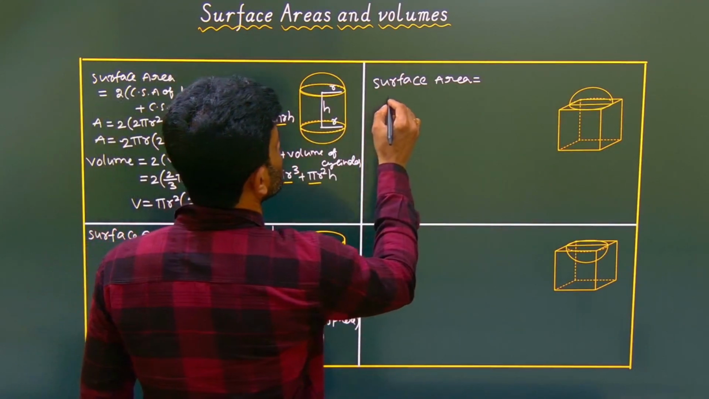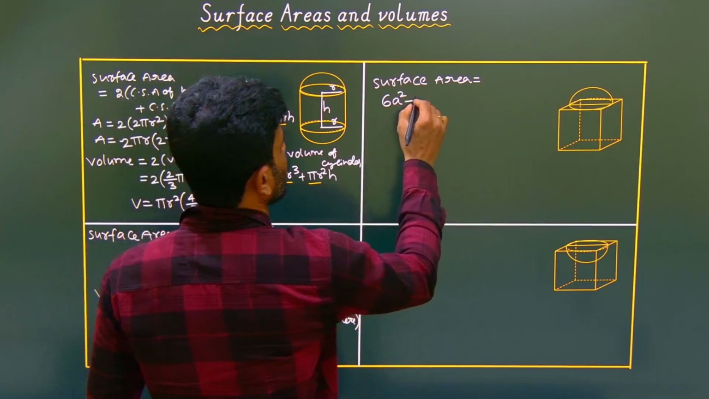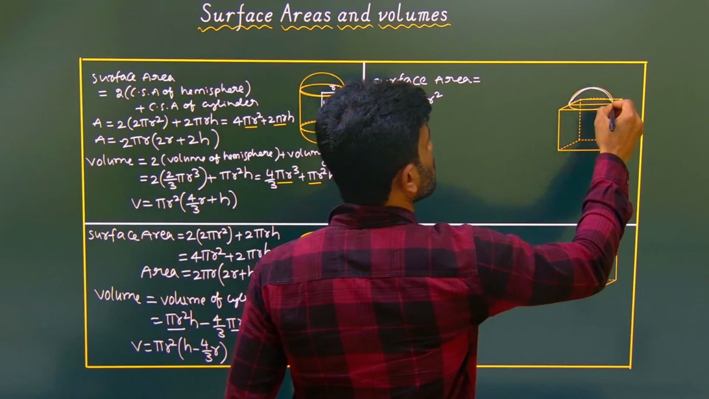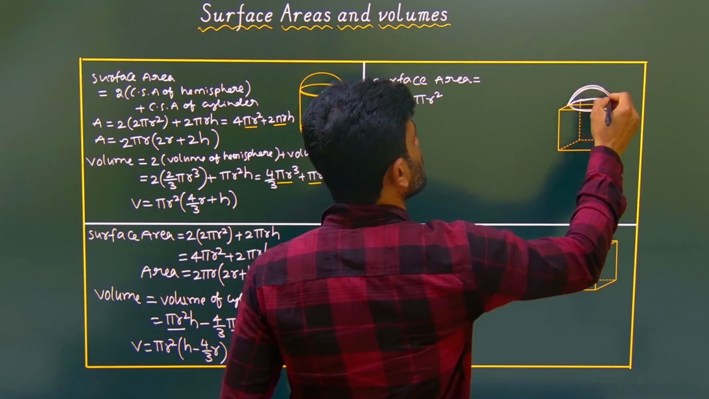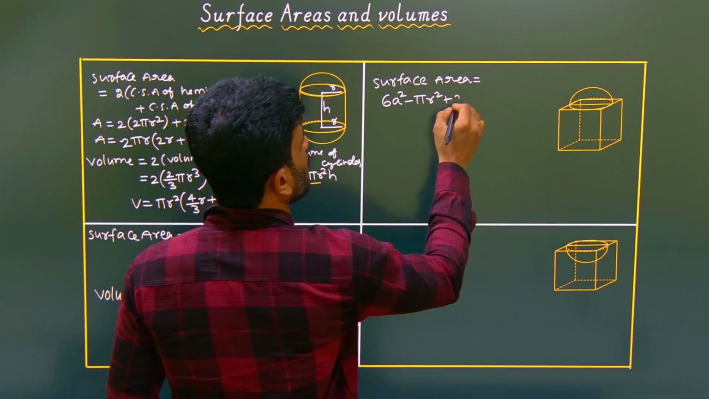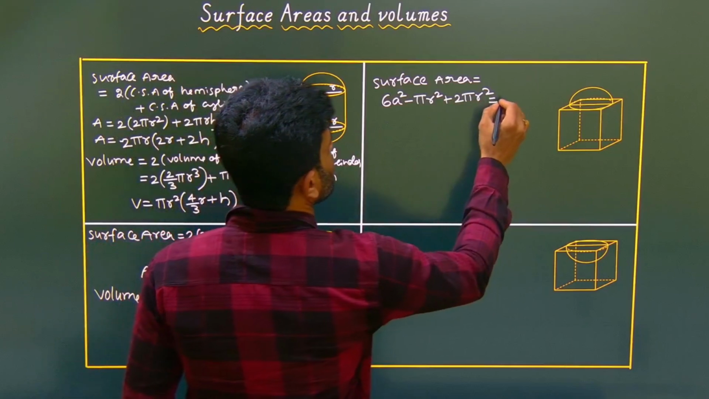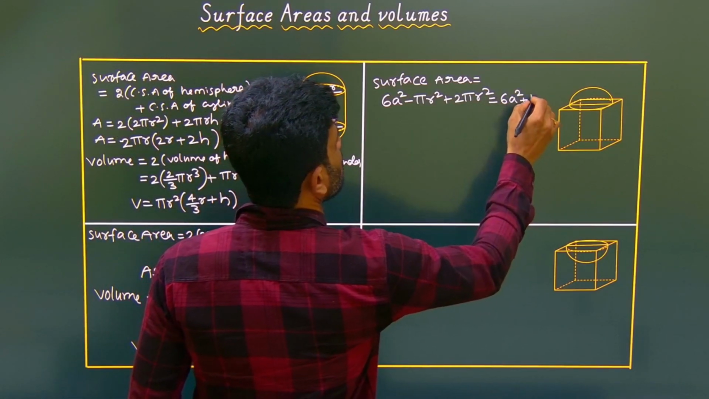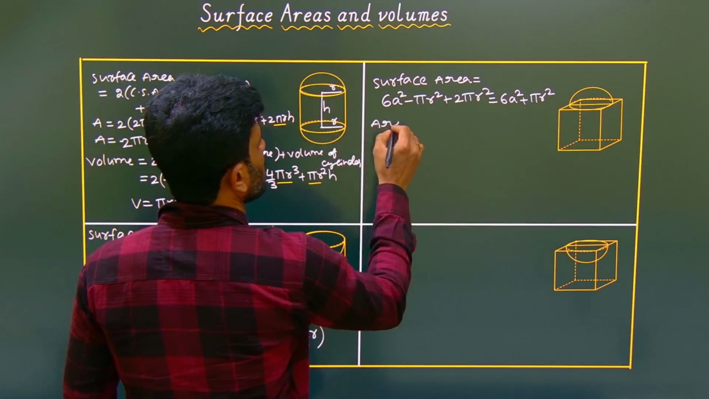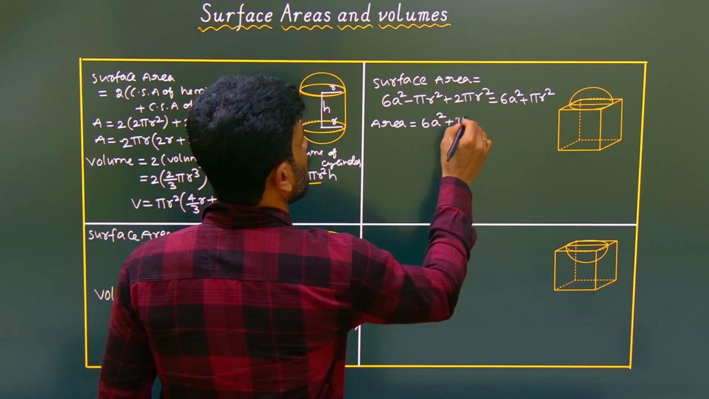So what? 6a square minus circle area should be subtracted, that's why pi r square. Then this curved surface area we are adding. Circle area we are removing, but this curved surface area we are attaching. So we have to add curved surface area, plus 2 pi r square. So minus 1 pi r square plus 2 pi r square is going to be 6a square plus pi r square. We have to remember it.